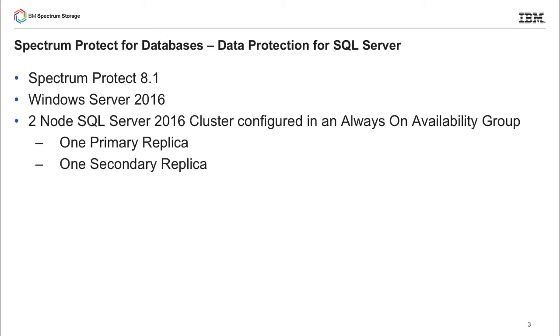Now for our demonstration, we are going to use the graphical user interface, and we are going to use Spectrum Protect version 8.1 and Windows Server 2016. And we have set up a 2-node SQL Server 2016 cluster configured in an always-on availability group. We have one primary replica and one secondary replica, and we're going to use the GUI to do a backup and to do a restore and just show you how that works and looks from a GUI perspective in data protection for SQL Server. So let's do that now.